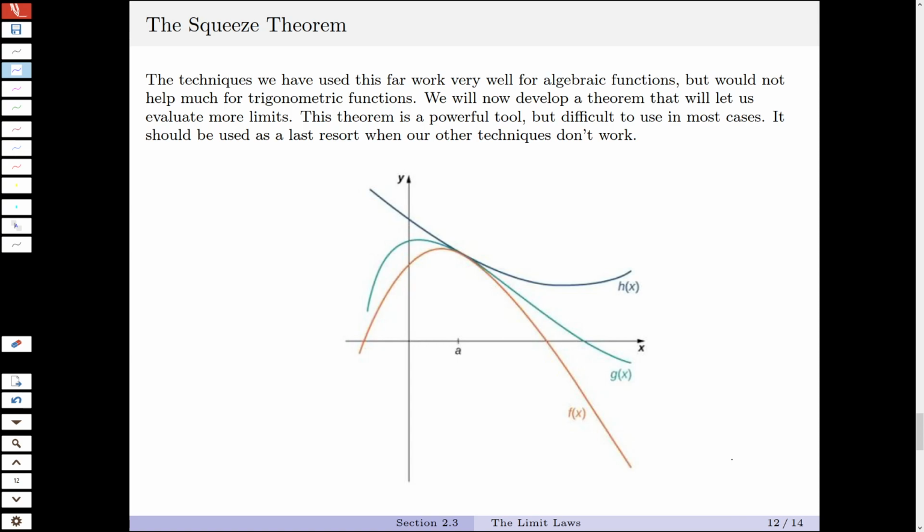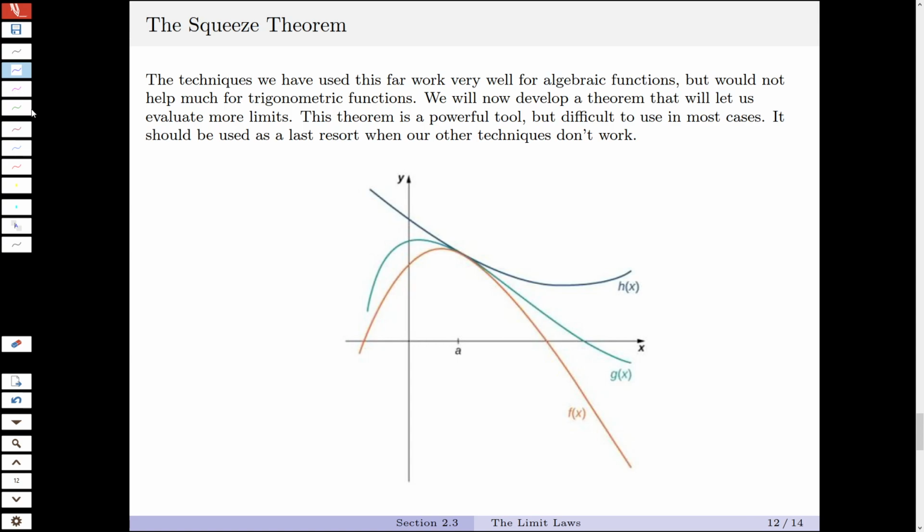So this isn't something that we're going to start a problem with. It's not going to replace our other techniques. This is sort of a last resort. When the other techniques don't work, maybe this will. And then in some cases, it's going to be essential. Okay, so let's look at a rough idea of how this works.